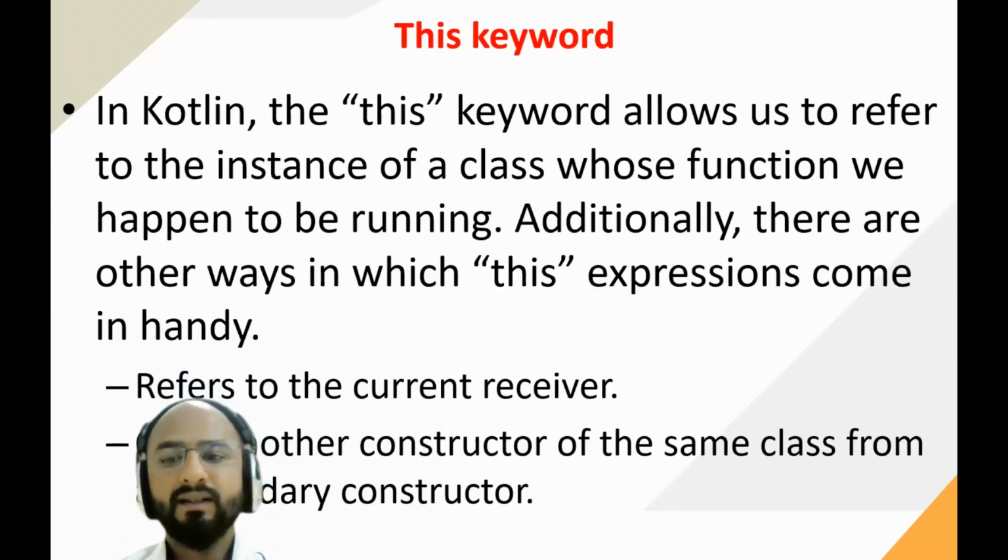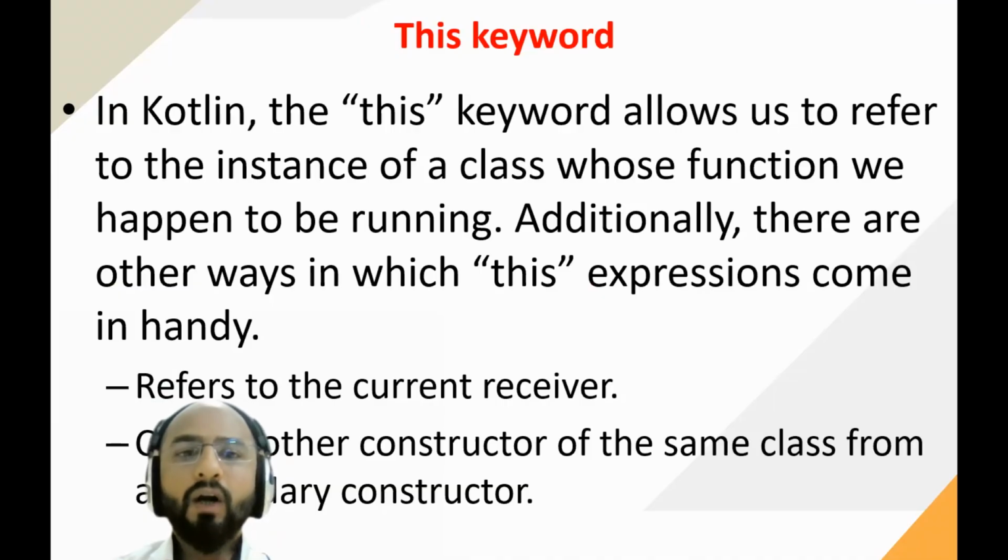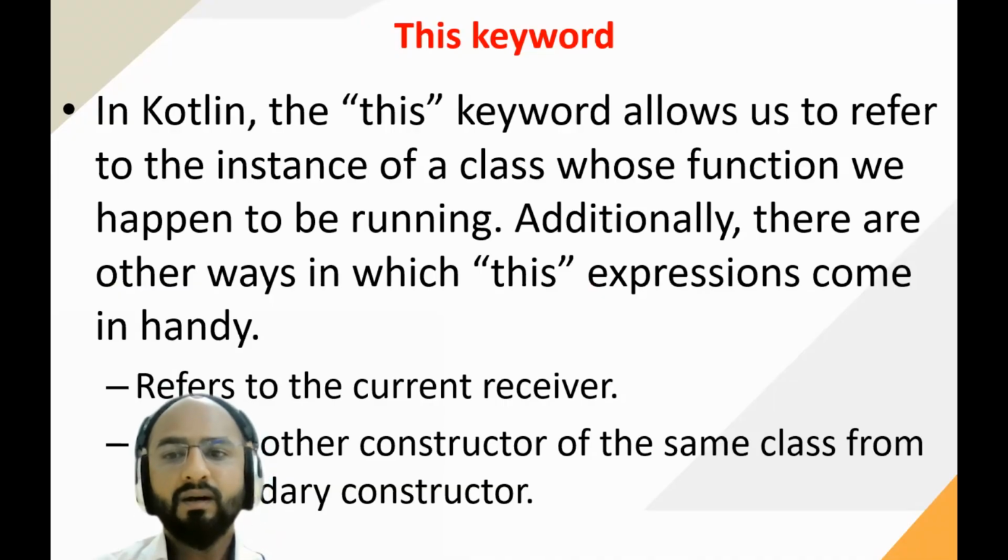Now let's discuss the this keyword. In Kotlin, the this keyword allows us to refer to the instance of a class whose function we happen to be running. Additionally, there are other ways in which this expression comes in handy. If you want to refer to the current object, the current instance, at that time the this keyword will be used.